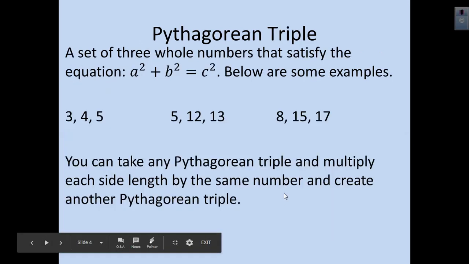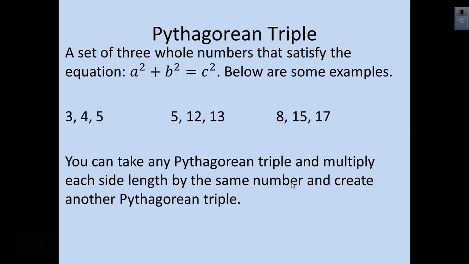And one thing I also want to note is that the Pythagorean theorem only works for right triangles. That's because the only triangle that has a hypotenuse is a right triangle.